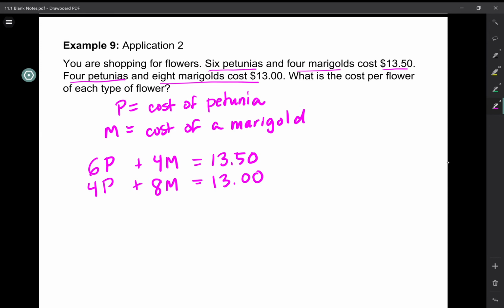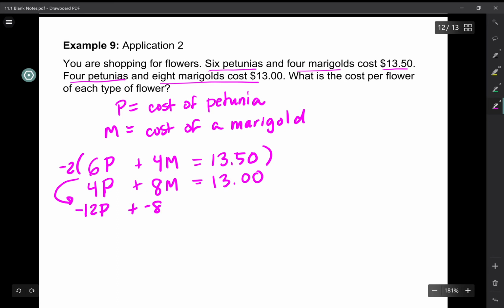We can solve these using whatever method. I am very partial to elimination. I just think it goes a lot faster. So I'm going to use elimination, and I can see right off the bat, if I multiply my first equation by -2, then I will get that guy to drop out. So let's just actually do that right here. -12p plus -8m equals 13.5 times 2, which I think is 27, but I'd hate to mess it up.